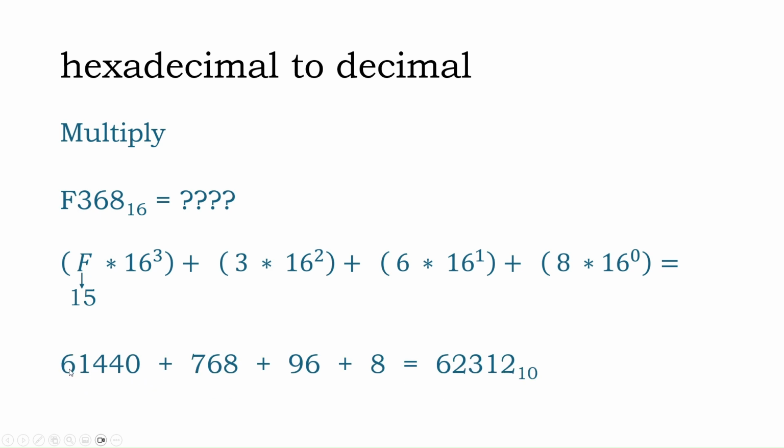So 61,440, 768, 96, and 8. We add those all together and we end up with this number 62,312 decimal.